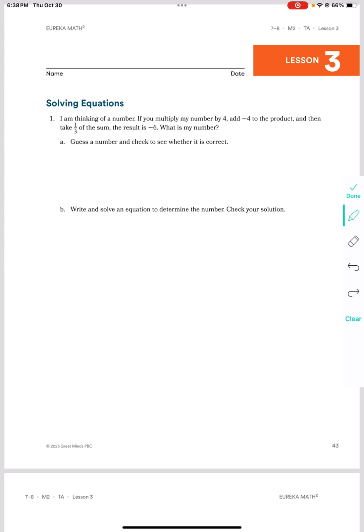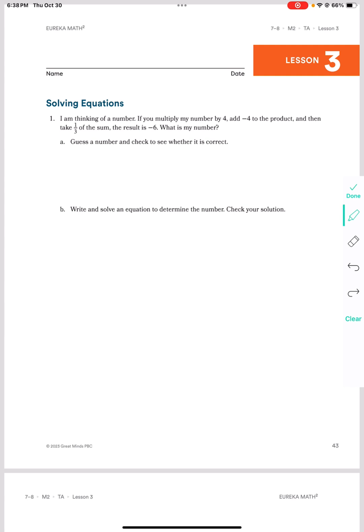So the first thing you need to do, hold on, let me read part A. Part A says guess a number and check to see whether it's correct. They want us to guess a number and see if it's correct. I'm going to skip that process because we don't need to guess a number. We could just get straight to the nitty gritty and figure out what his number is based off of his description by building the correct equation. So we're basically going to go to part B. Part A isn't really necessary in my opinion.